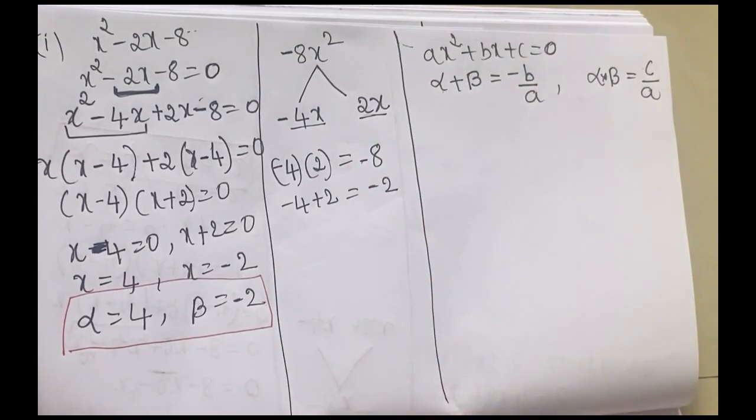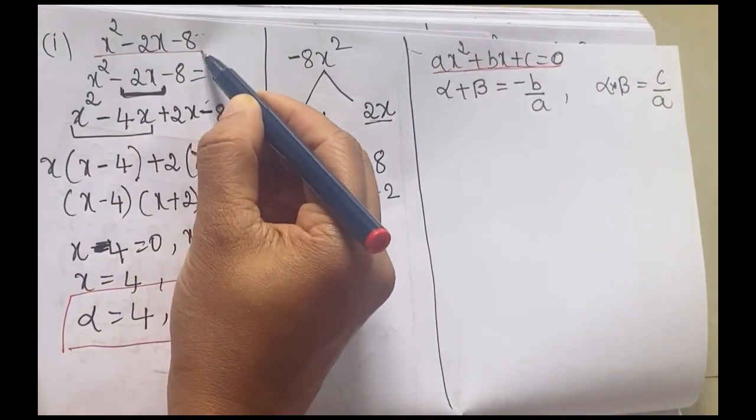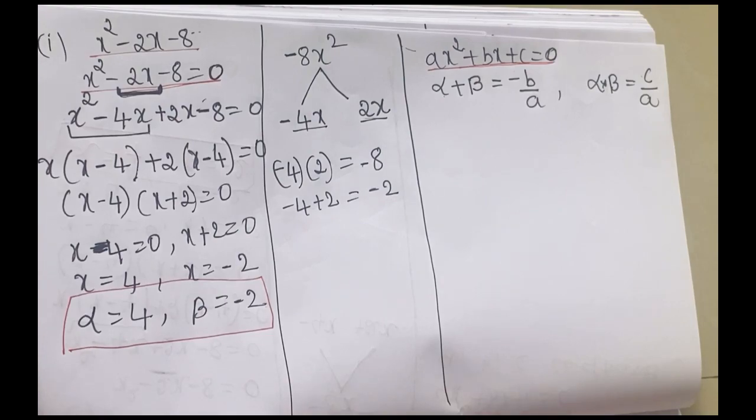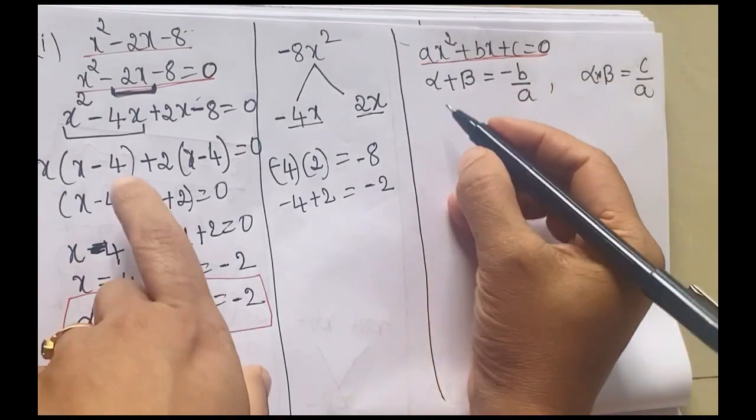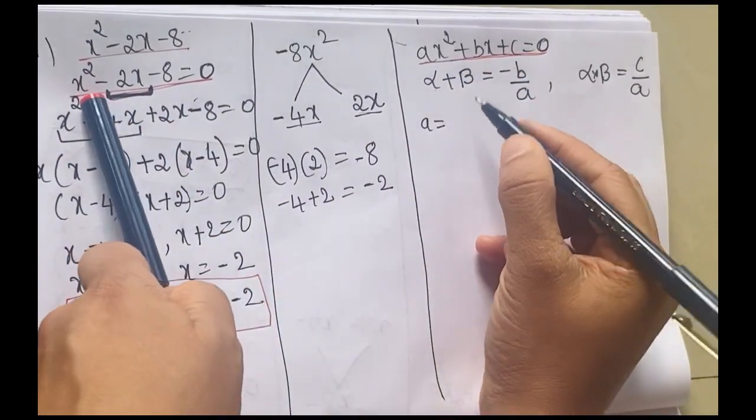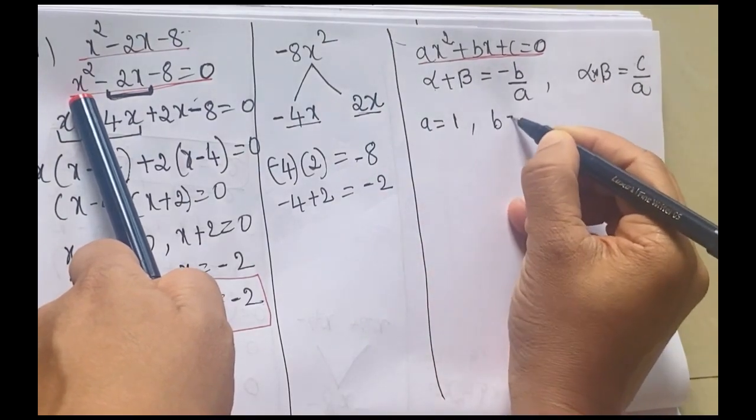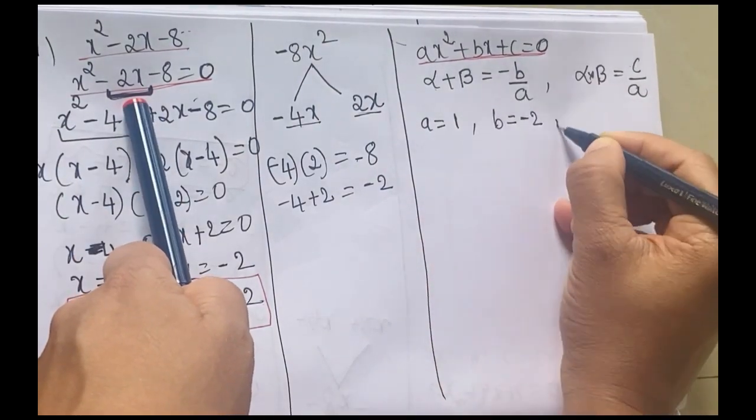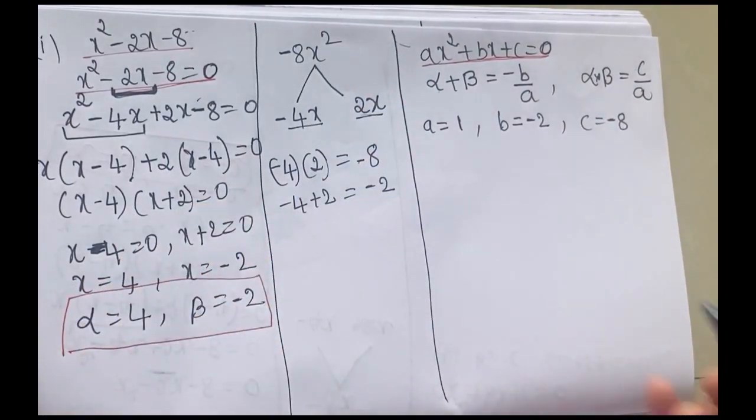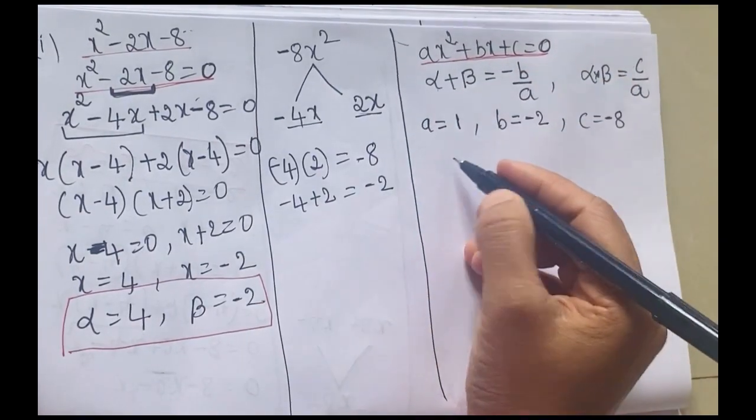Just compare this one with this. Write the coefficients, x square first. What is a? The x square coefficient is a, here 1. And b, here minus 2. And c is minus 8. Just compare with this standard form: ax square plus bx plus c is equal to 0.